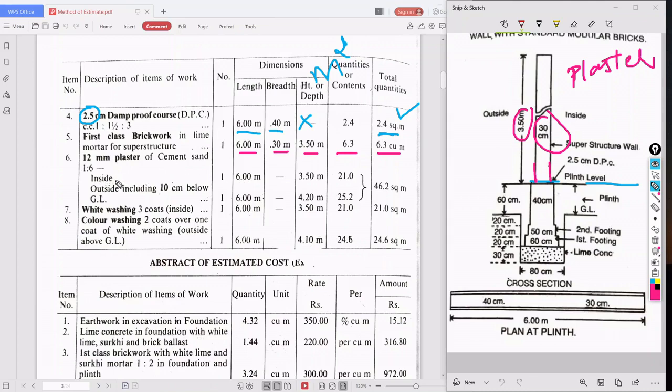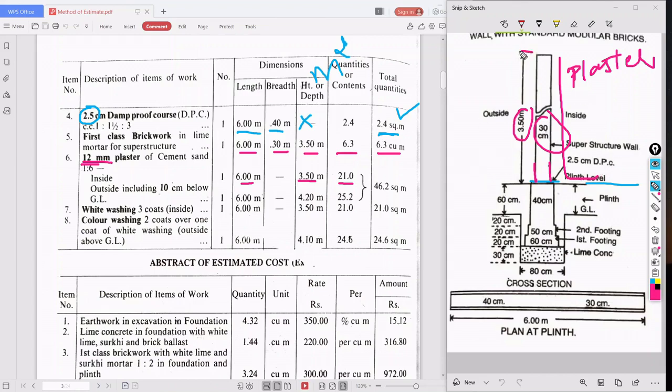So in the wall, if you take this as inside and this as outside, what are the inside parameters? That is 6 meter. Next, height of the wall is 3.50. This is also meter square because it is already specified here, 12 cement plaster. 6 into 3.50, so we are getting 21.0.